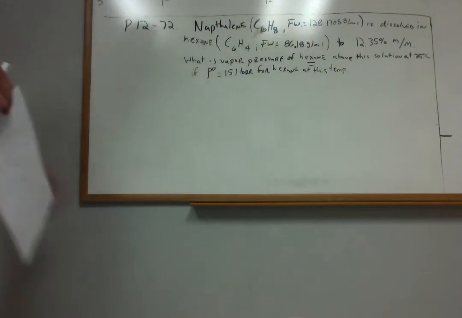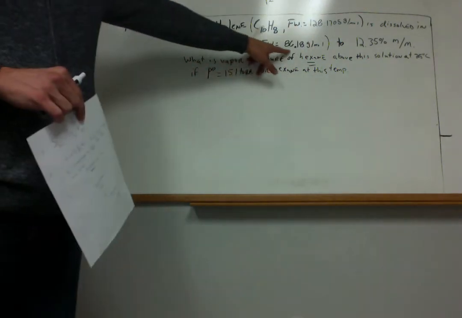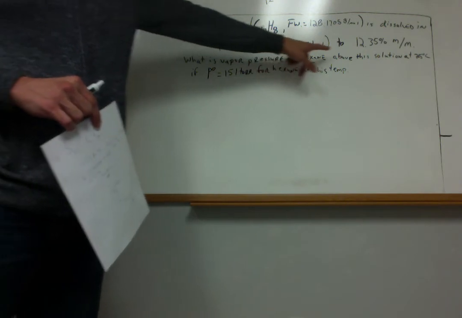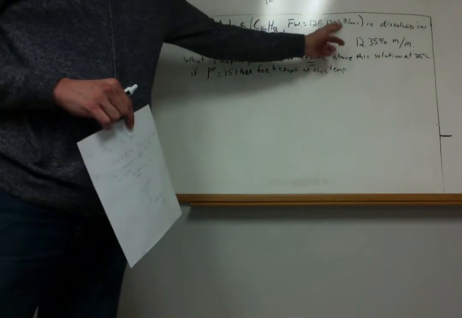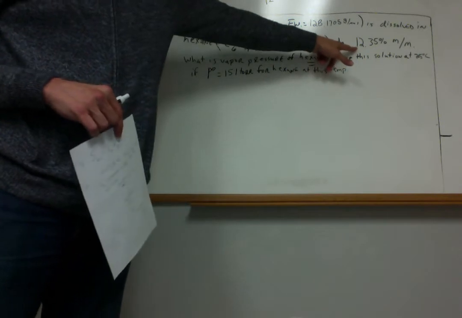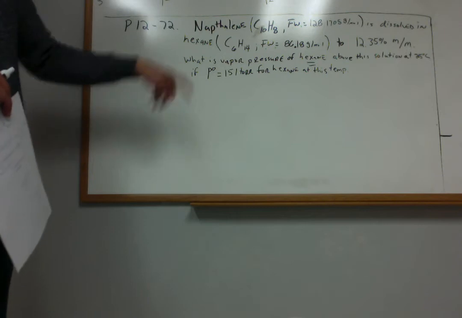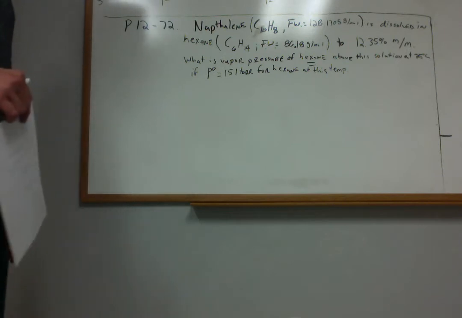We dissolve that in hexane. This is its formula, and its molar mass is about 86.18 grams per mole. We make the solution such that the concentration of the naphthalene is 12.35% by mass, and we want to know what is the vapor pressure of the hexane above the solution at 25 degrees Celsius.